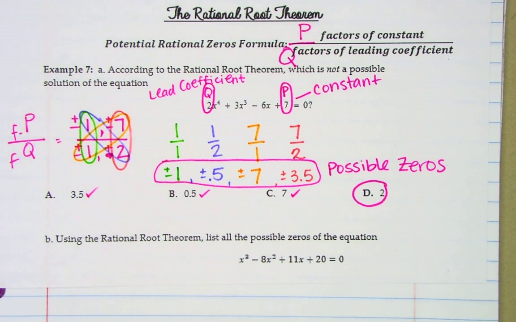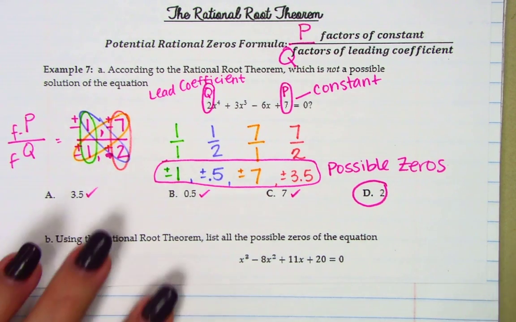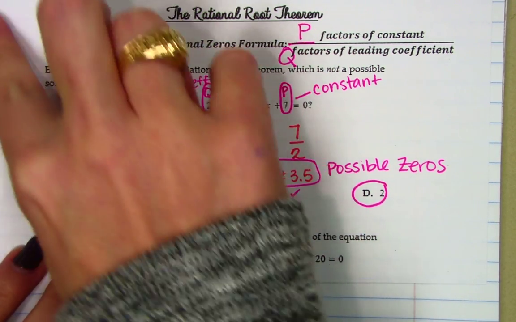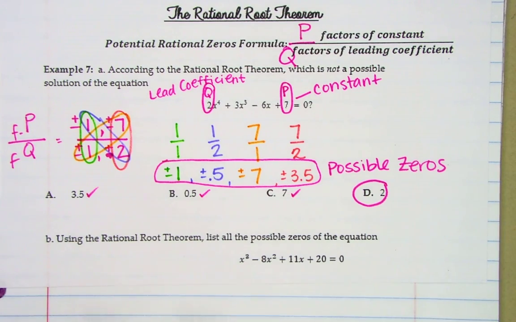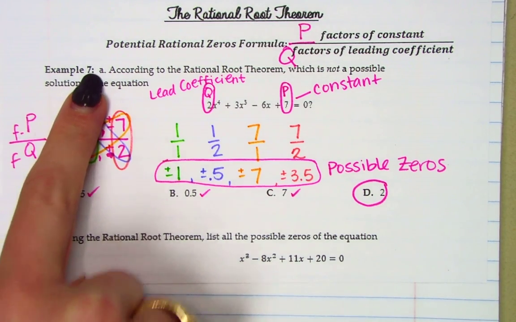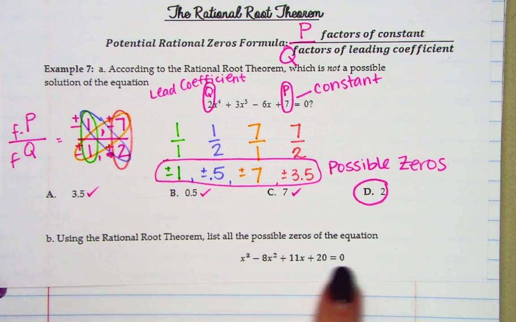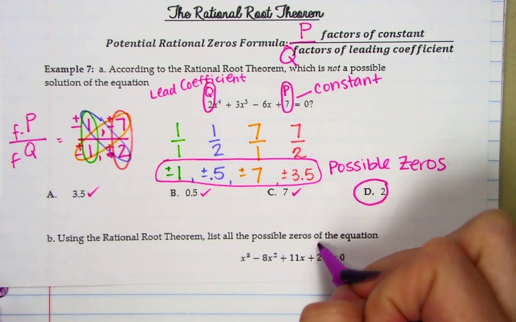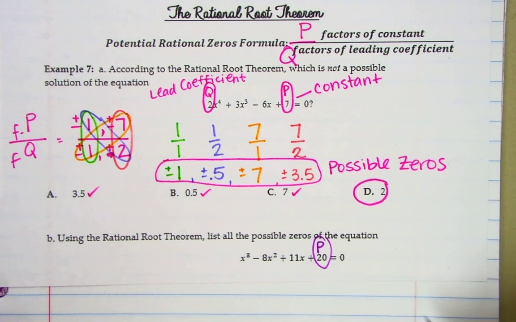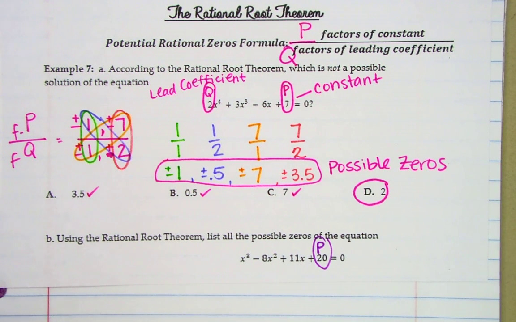Let's do the last one. They want us to list all the possible zeros of this equation. Again, it's another kind of long polynomial. I know we went to example 7, but we went from 5 to 7. I just took one off because we don't need that many. On this one, what's my p going to be on part B? 20. The factors of 20 go on top. And what's my q? 1.